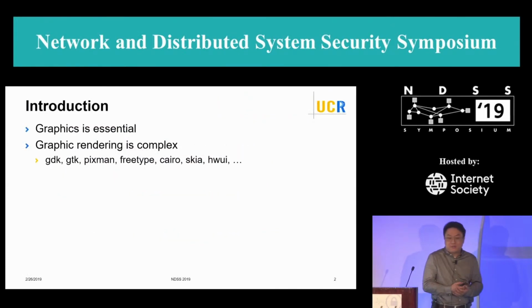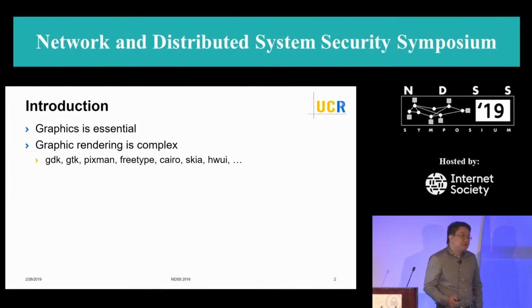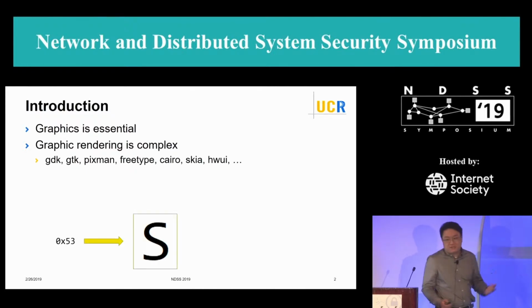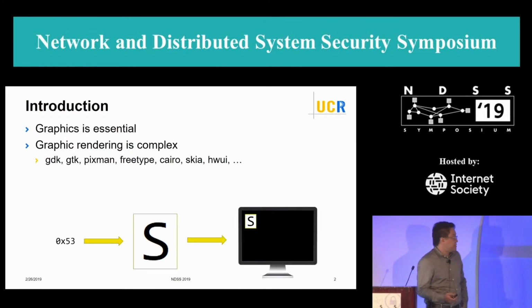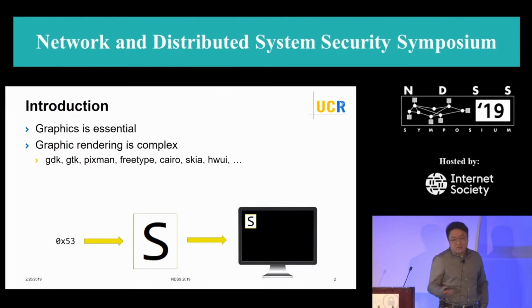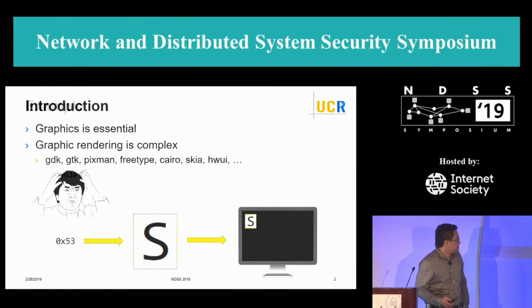Now, graphics is of course very essential to our everyday computer life, and graphic rendering is a complex process. To just render a single text on the screen, we have to translate that from ASCII code into some bitmap representation, and then put it on the screen. So this process usually involves a ton of libraries, and the inner workings are very complex.